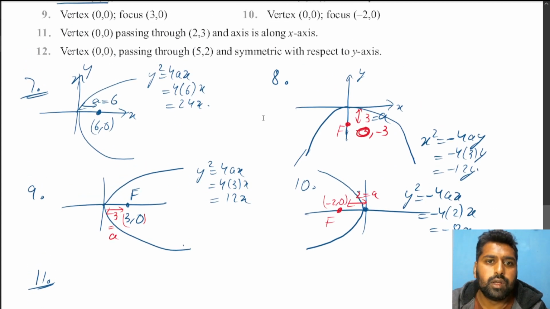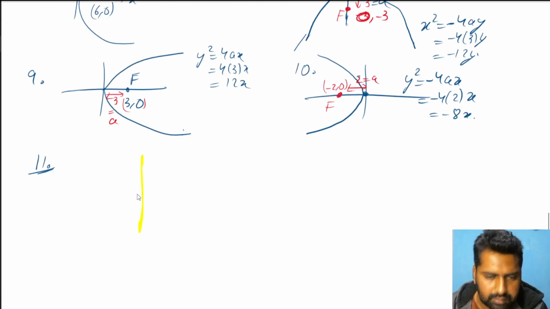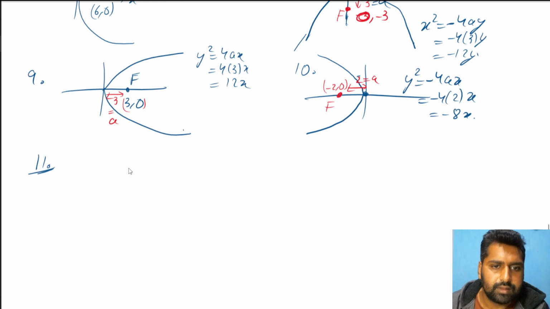Okay. Passing through 2, 3. So it is saying that the parabola is passing through 2, 3. And finally the most information came. The axis of parabola is along x-axis. That means the parabola is drawn on x-axis.